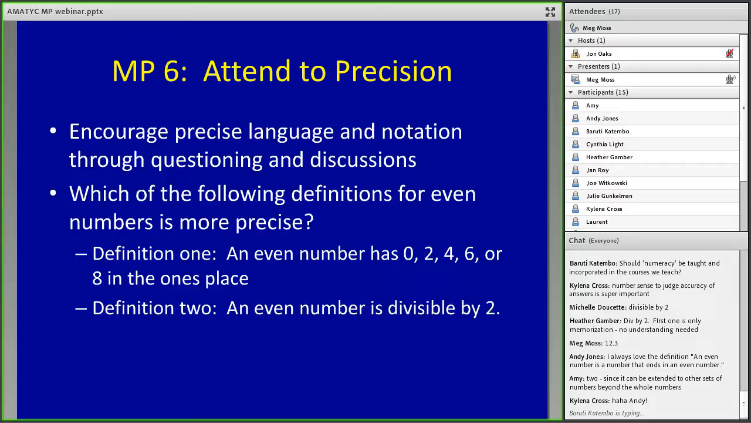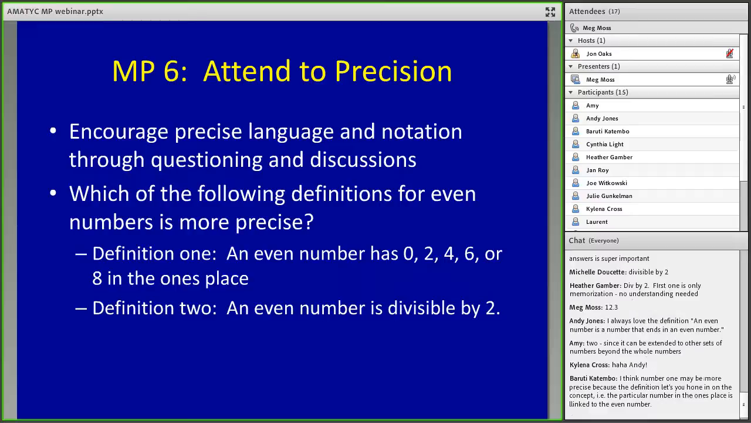Yeah. And definition 2 can be extended to integers as well. And it tells what it means, right? So it's precise. You know, I can't find a counterexample there. But with definition 1, I can find a counterexample, right? 12.3 meets that definition, but it's not an even number. Okay, and then, yeah, what does it mean versus memorizing what it looks like.